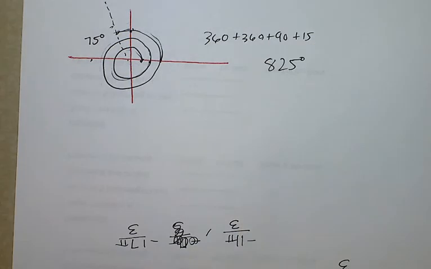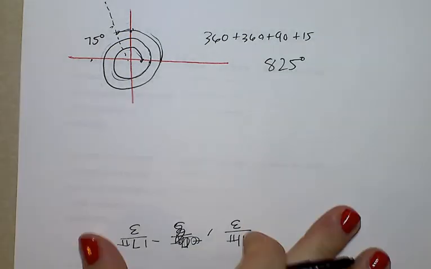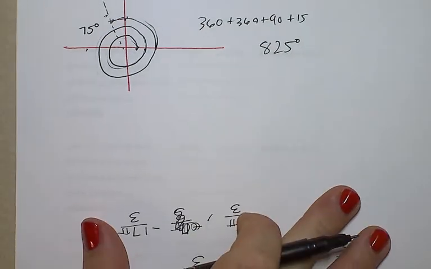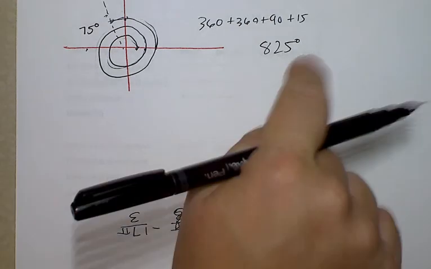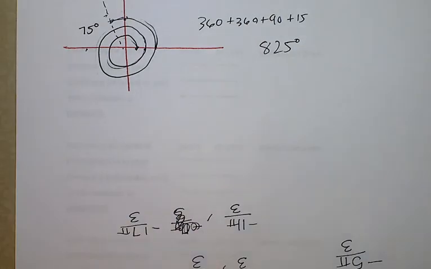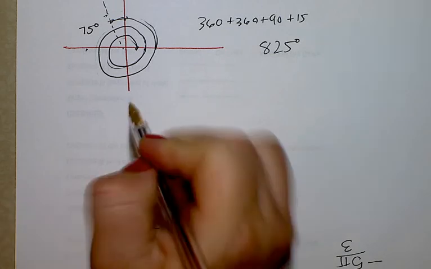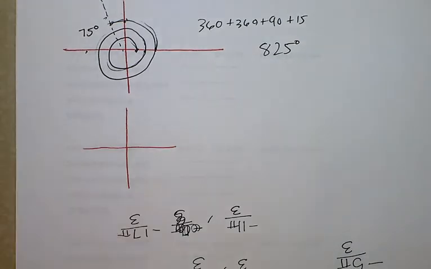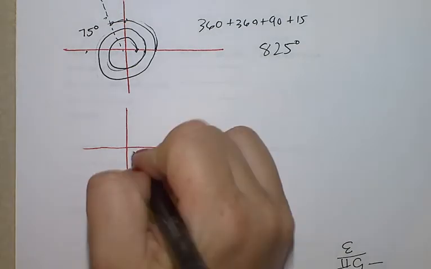825 degrees. God is with us always, depending on whoever your God is, right? But let's just stick to math. Okay, here's your next one. Okay, on your own, here we go.